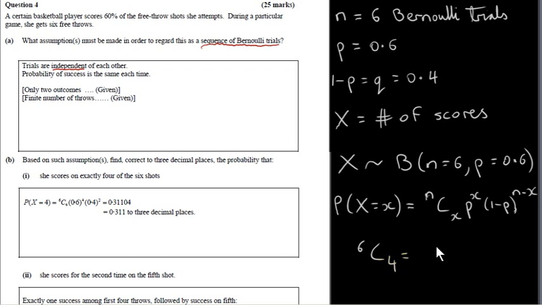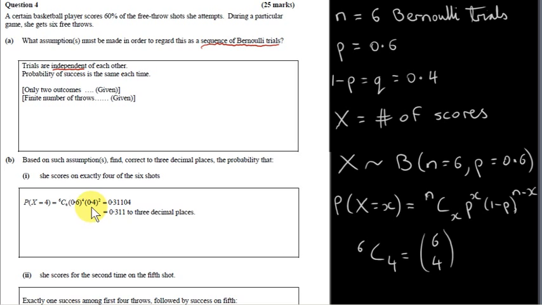6C4 can also be written like this. It's the number of ways of choosing 4 objects from 6. Here it's the number of ways that she can score exactly 4 times out of 6 attempts. 6C4 is the number of ways that can happen. She could score on the first 4 throws with probability 0.6 to the power of 4 because they're independent events. We multiply the probabilities together, but then she'd have to miss on the last 2 throws. So we'd have the probability of missing, which is 0.4 times itself.